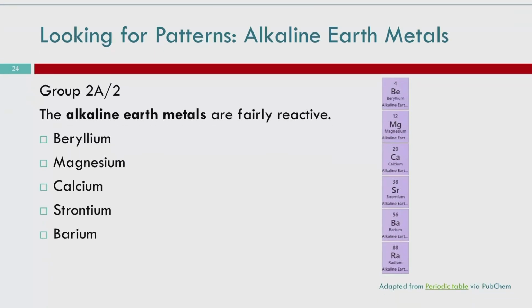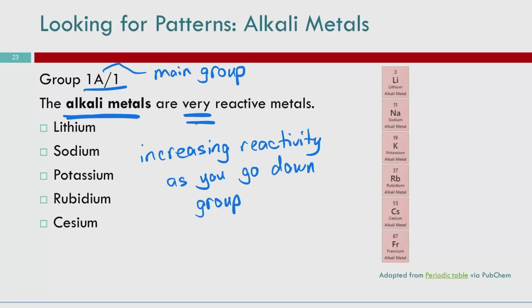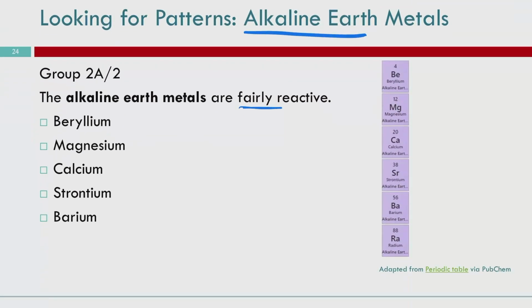And then next to that, we've got our alkaline earth metals. They are fairly reactive. They're less reactive than the alkali metals. What's the group number for our alkaline earth metals? 2 or 2A. And how does that compare to our alkali metals? Is it bigger or smaller? Our alkali metals are 1 or 1A. So 2 or 2A is bigger. So it's a bigger number.